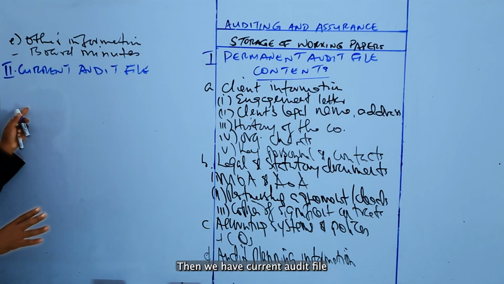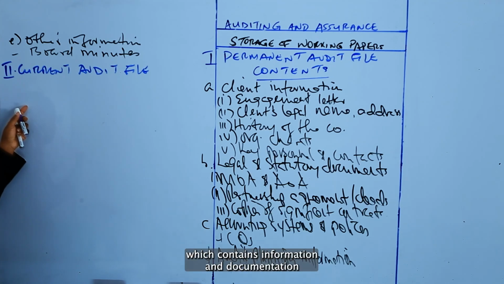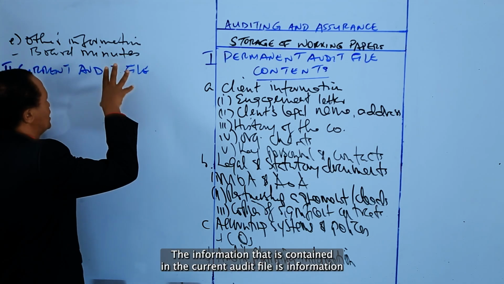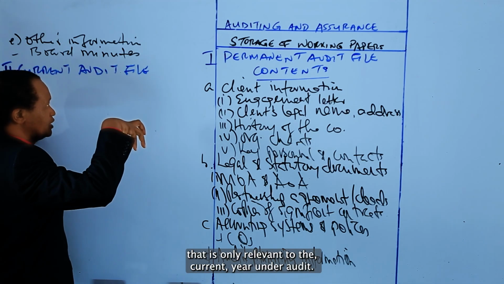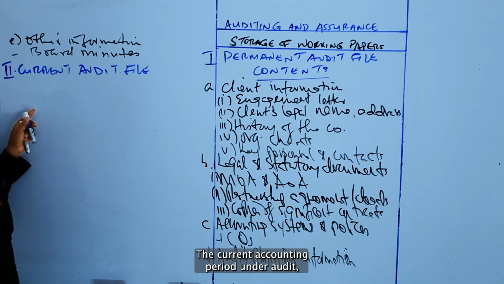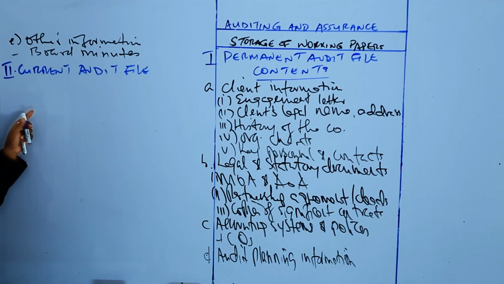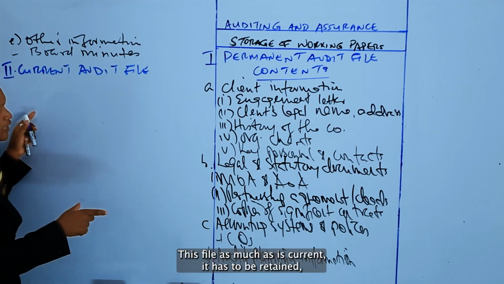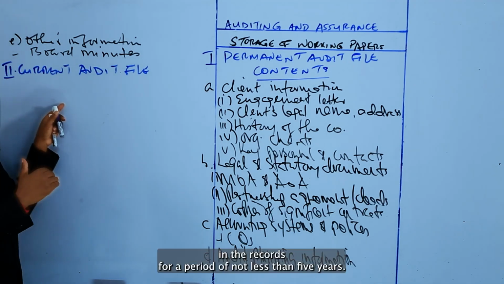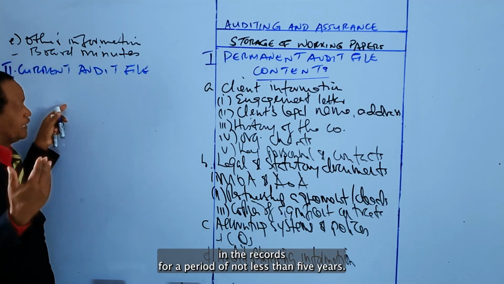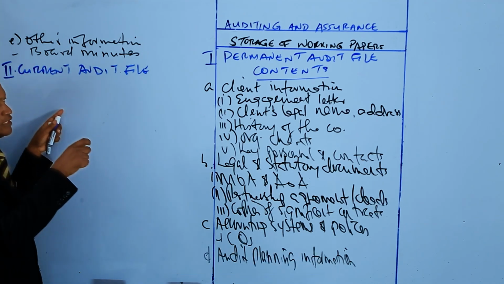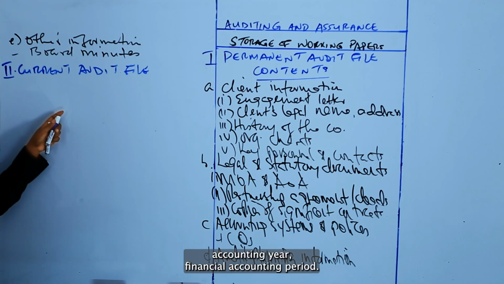Then we have current audit file, which contains information and documentation specific to the current year's audit engagement. The information that is contained in the current audit file is information that is only relevant to the current year under audit, the current accounting period under audit. And it is created anew for each accounting period and typically retained for a specified period after the audit report is issued. This file, as much as is current, it has to be retained in the records for a period of not less than 5 years. But the information that is contained here is information that is only relevant to the current accounting year, financial accounting period, the year under audit.